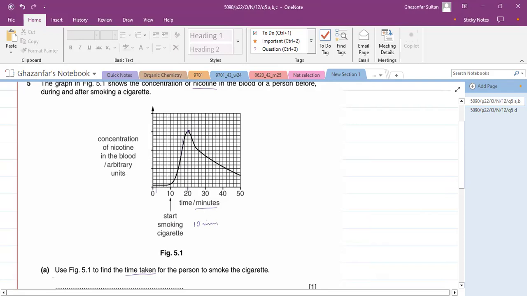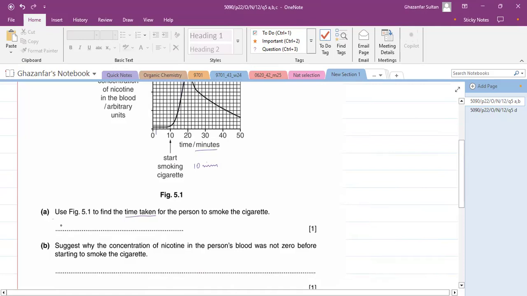But it is not necessary that when he stops smoking it immediately goes down. It is possible that he may stop at this point or he may stop at this point. So either you write 10 minutes or 11 minutes, both are acceptable answers. 10 or 11 minutes. And you must mention the unit as well.